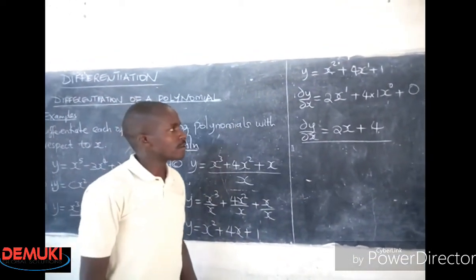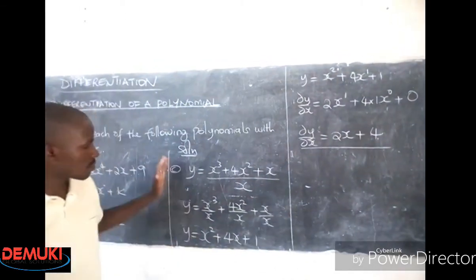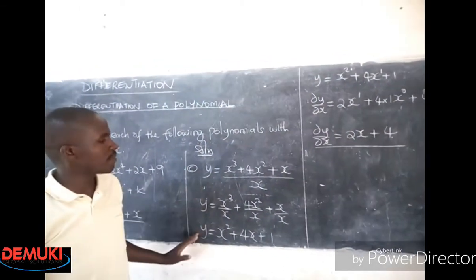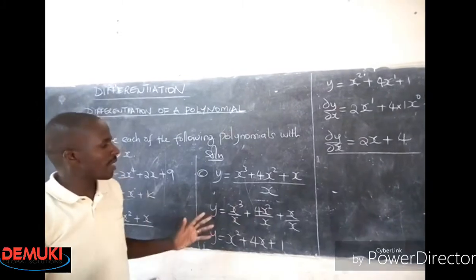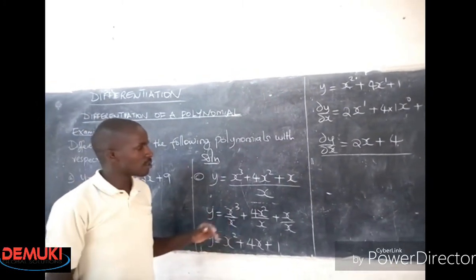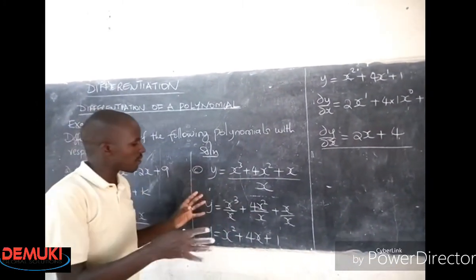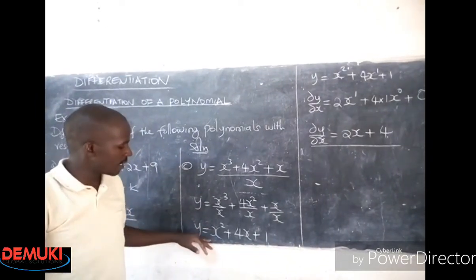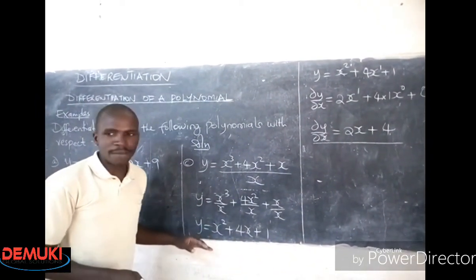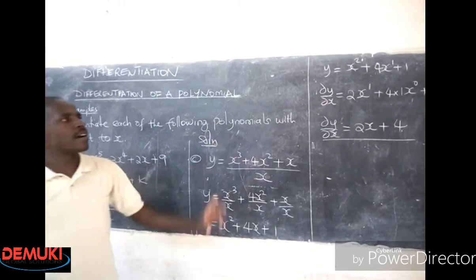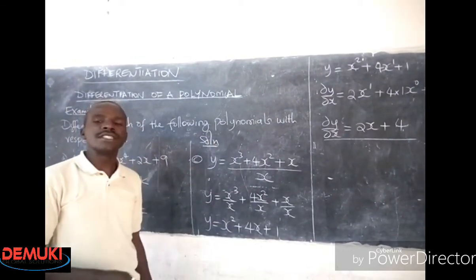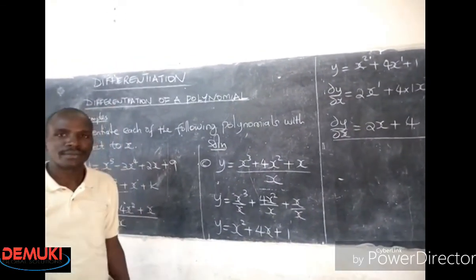So that is how you are expected to solve that problem. First, simplify. You'll get other complex ones. So in each and every case, factorize, simplify, get the equation in its simplest form, and then after that you can differentiate.